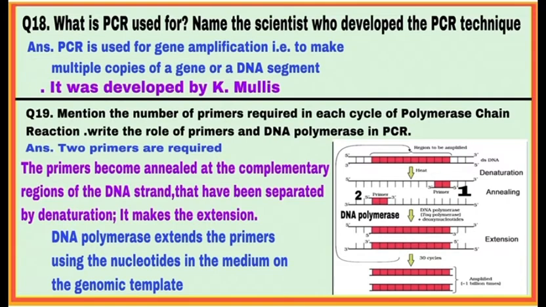See the diagram. Two primers are used, number 1 and number 2, in each cycle of PCR. After the denaturation step, when both strands of DNA separate, two primers are added and they join with each strand of DNA at their complementary base sequence. These primers help in extension of the new strand of DNA, for which DNA polymerase enzyme is used.